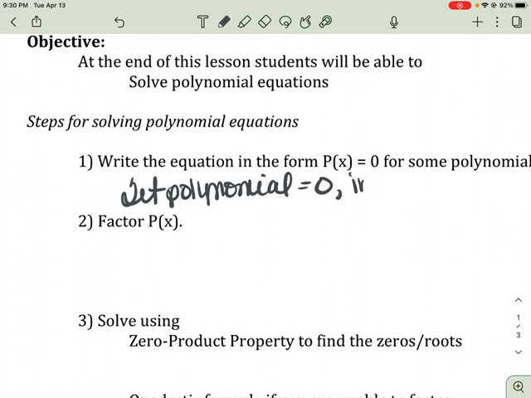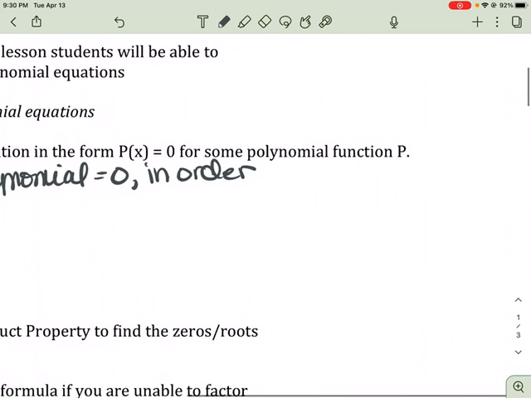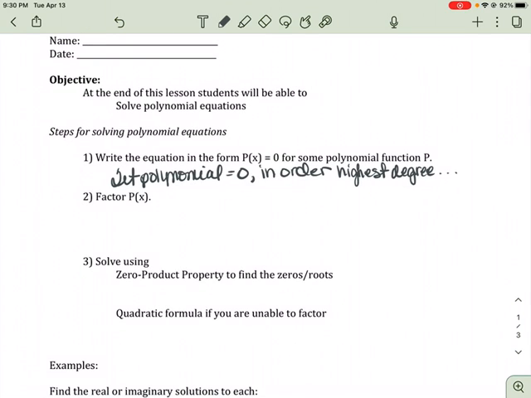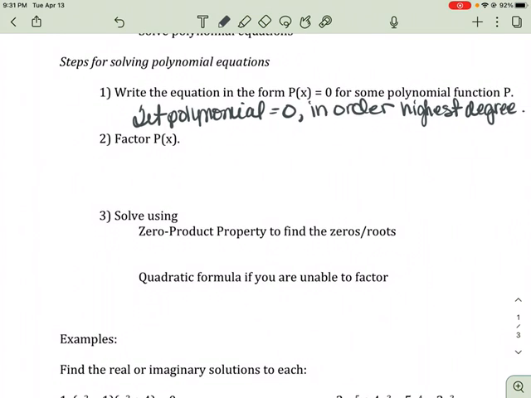Okay, and make sure it's in order. Again, highest exponent, highest degree, descending order. So if it's to a fourth, you're going to have something to the fourth, and then we should have a cube, a squared, an x, and a number. Okay, so then you're going to factor.